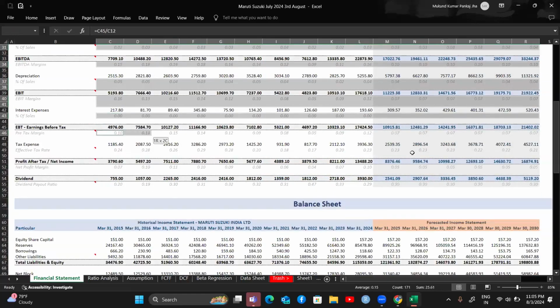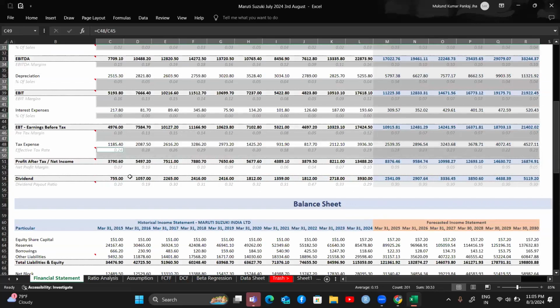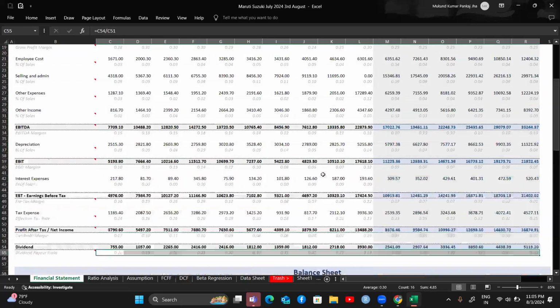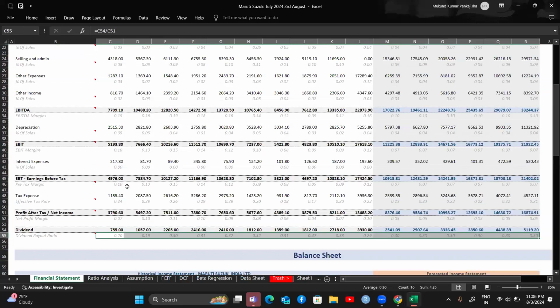Select this and drag the mouse. See, I removed my hands by mistake from the control button and it disappeared.